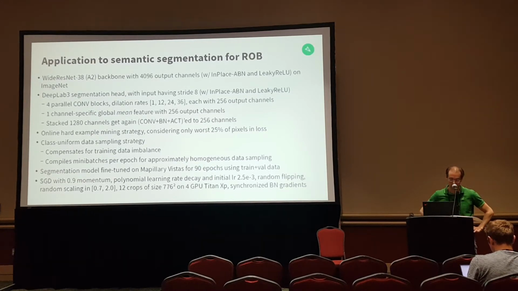And finally, we train with stochastic gradient descent, standard momentum, and polynomial learning rate decay, as you can see. And then we had random scaling between 0.7 and 2. And thanks to in-place ABN, we could keep crop sizes of 776 squared and 3 images per GPU. The GPUs that we used were 4 Titan XP GPUs. Moreover, we implemented in PyTorch a layer to have synchronized BatchNorm. So we are able to synchronize the statistics in the forward and backward pass across the 4 GPUs. And the code is available, both the in-place ABN and this synchronization of BatchNorm statistics.